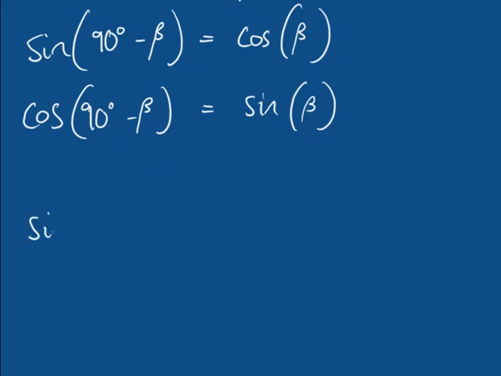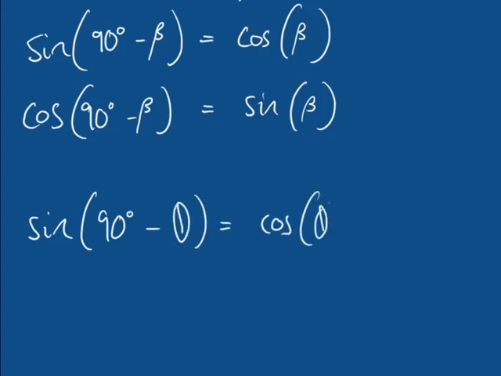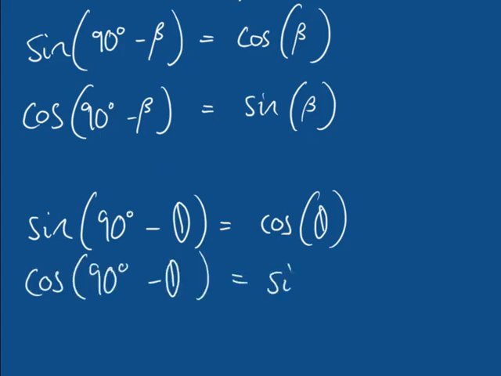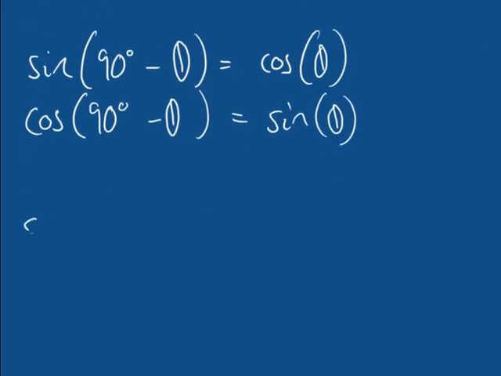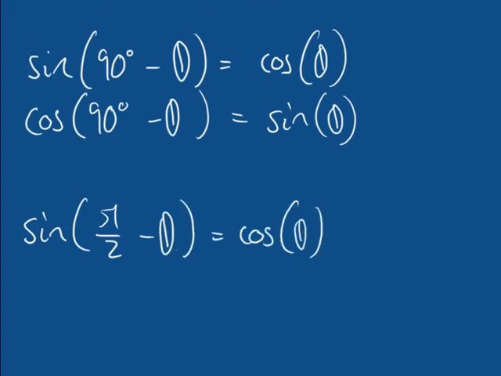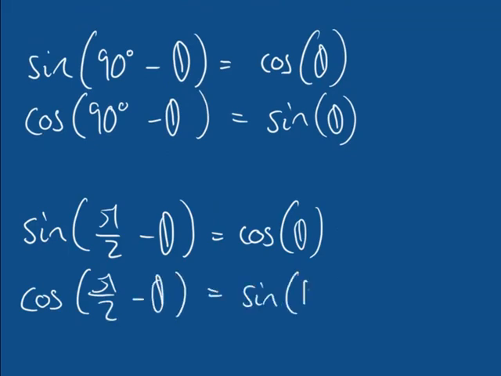That generic form is that the sine of 90 degrees minus an angle theta is equal to the cosine of that angle, and the cosine of 90 degrees minus an angle theta is equal to the sine of the angle theta. We could of course write this in radians, so we could say the sine of pi over 2 minus theta is equal to the cosine of theta, and the cosine of pi over 2 minus theta is equal to the sine of theta.